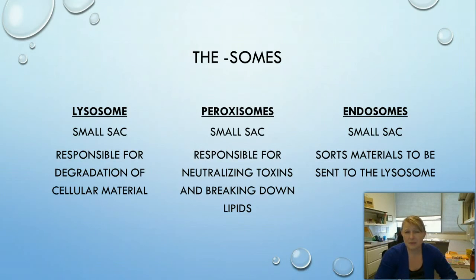Peroxisomes have a similar idea, but they're responsible for neutralizing toxins and breaking down lipids. This is different than just degrading proteins. So it's really important to understand the difference between the lysosome and the peroxisome. And the endosomes sort material. When material is brought into the cell through endocytosis, the endosomes sort it and determine what needs to be sent to the lysosome, and what needs to be sent to another place. That's the endosome. They're all small sacs. They all look similar, but they all have very different functions. So make sure you understand the differences between the three of these, because they're going to play a role later.